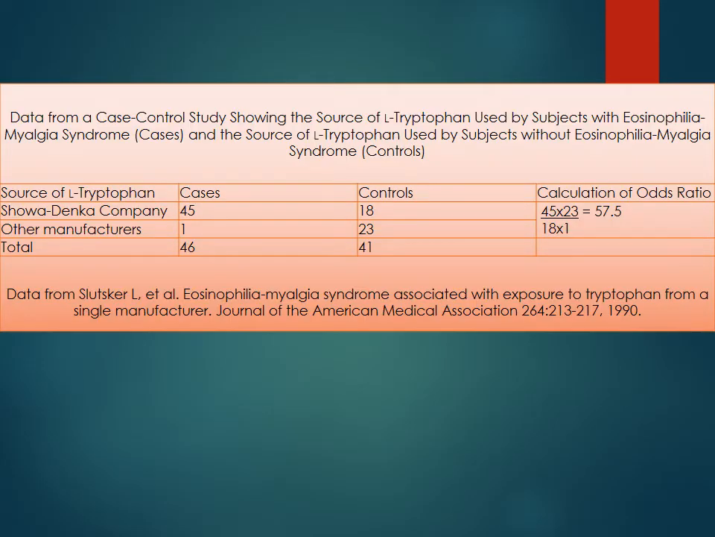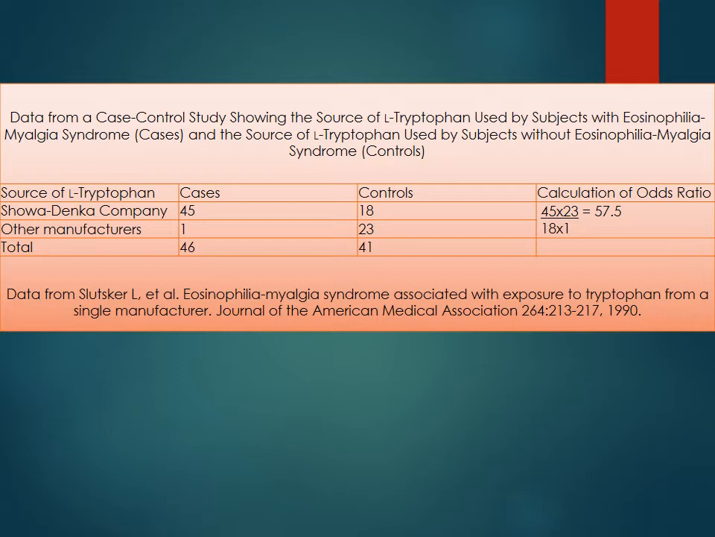All right, so again, this is looking at some of that information from the L-tryptophan example we talked about yesterday. We were looking at the different manufacturers and the odds ratios of them having the eosinophilia myalgia syndrome that had popped up. Just notice that because these are retrospective data, we're doing case control studies. We're not calculating a risk ratio, because we're not looking at new incidence of cases, we're doing odds ratios.